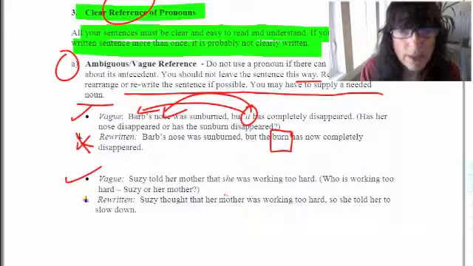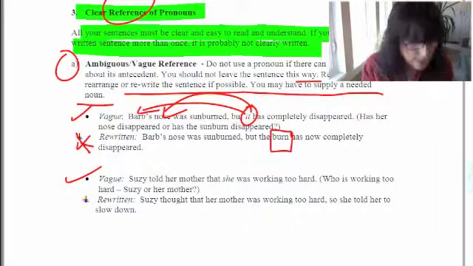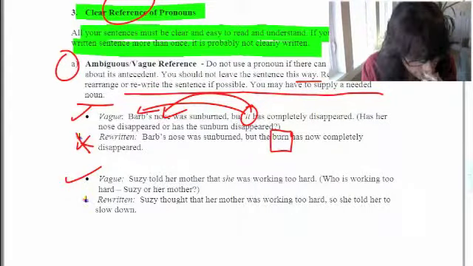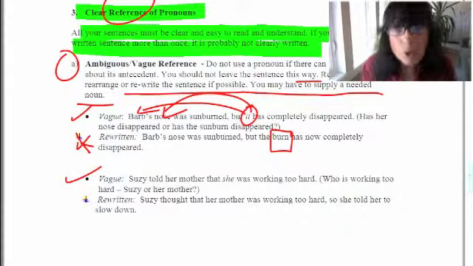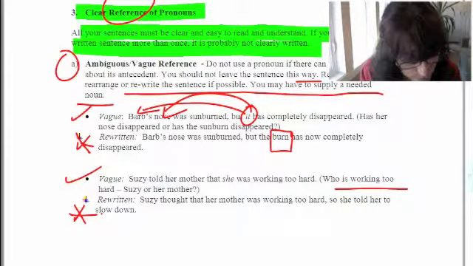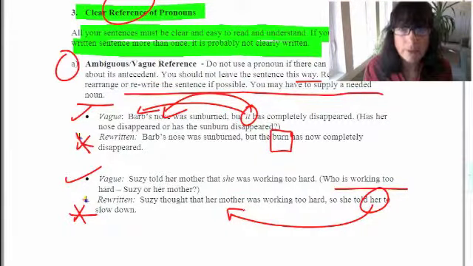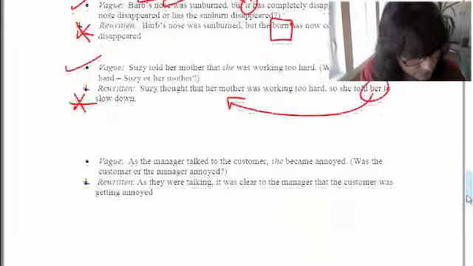Susie told her mother that she was working too hard. Who are you referring to? Susie told her mother that she. Is Susie saying that Susie herself is working too hard? It's ambiguous. It's not clear. There's not a clear reference. Or is Susie saying to her mother, you know, Mom, you're working too hard? It's not clear. So who is working too hard? So I rewrote it. Susie thought that her mother was working too hard, so she told her to slow down. Now it's clear that her is referring to her mother. All right, so rework your sentences so that they're clear.